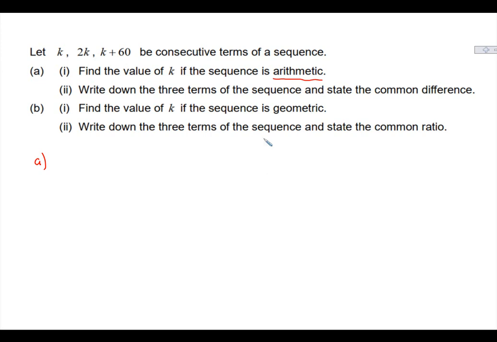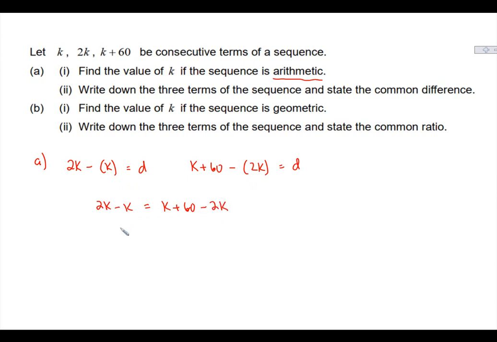Since it's arithmetic, to find the common difference, we know we are going to subtract consecutive terms. So if I take 2k minus k, it's going to equal the common difference. Or if I take k plus 60 minus 2k, it's going to equal the common difference. Since both of these expressions equal d, I can set them equal to each other. So 2k minus k is equal to k plus 60 minus 2k.